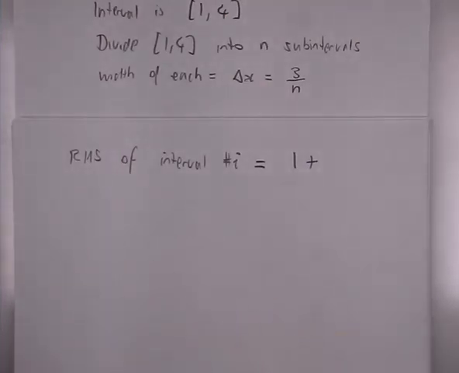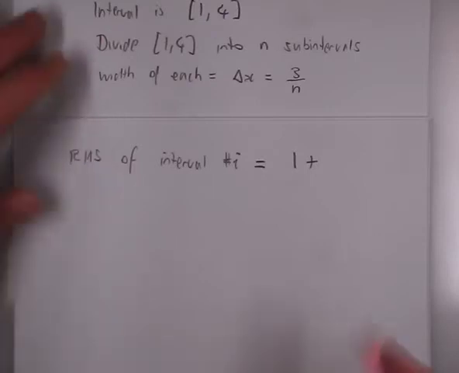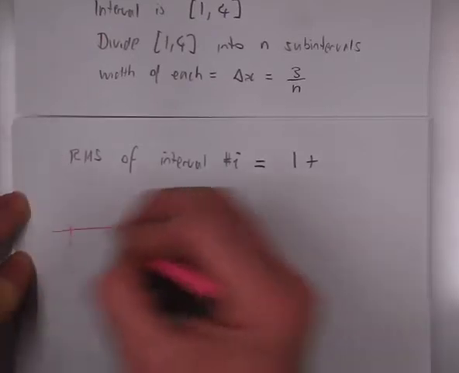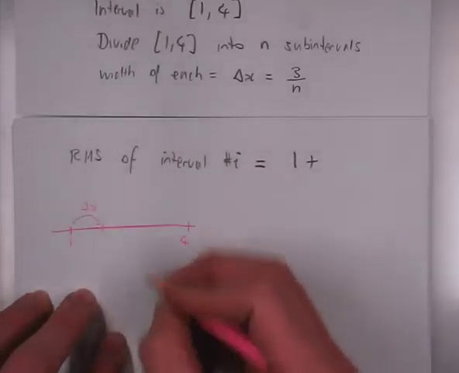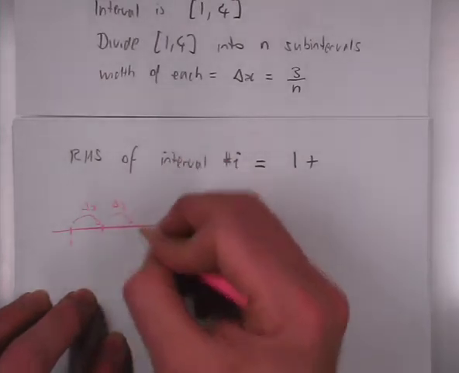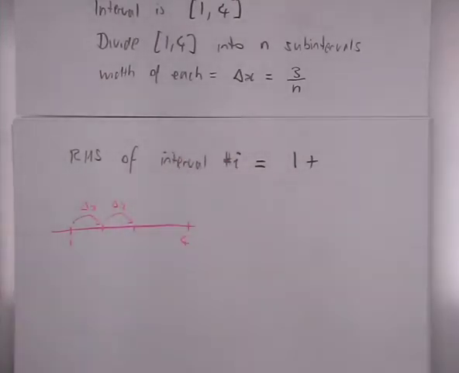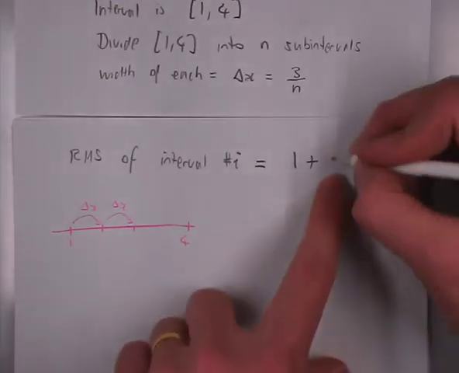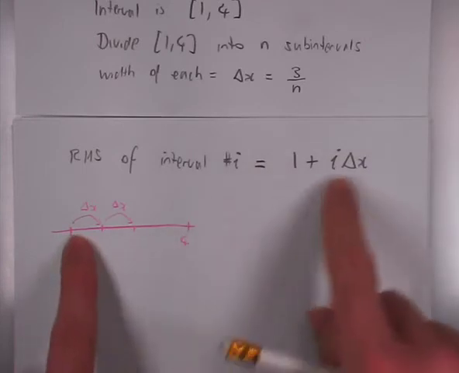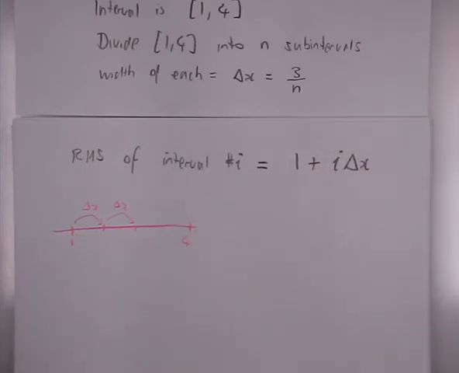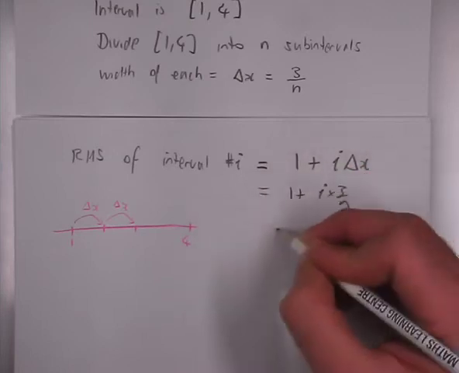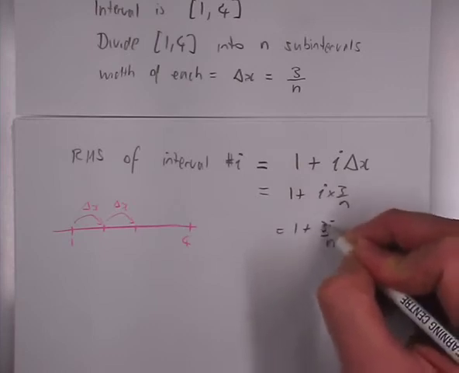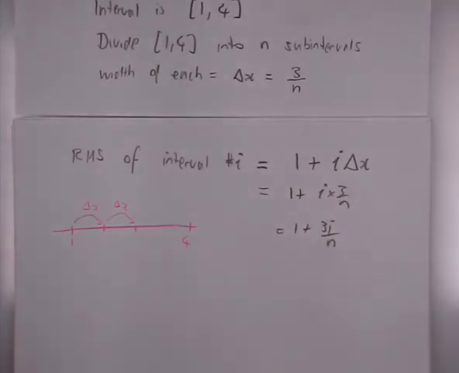My picture goes like this. Here's 1, and here's 4, and I'll go one lot of delta x to get to the end of the first interval, and another lot of delta x to get to the end of the second interval, and so on. So the end of interval number i will be 1 plus i lots of delta x. That's how to get to the end of that interval. That will be 1 plus i times 3 on n, which is 1 plus 3i on n. And the left-hand side will be the end of the previous interval.